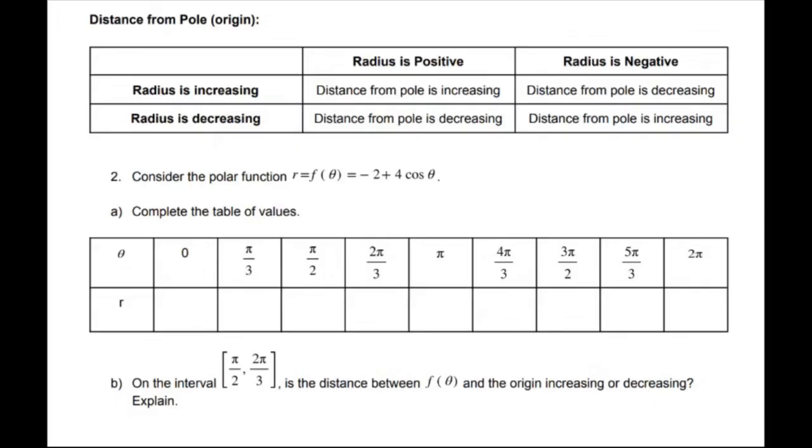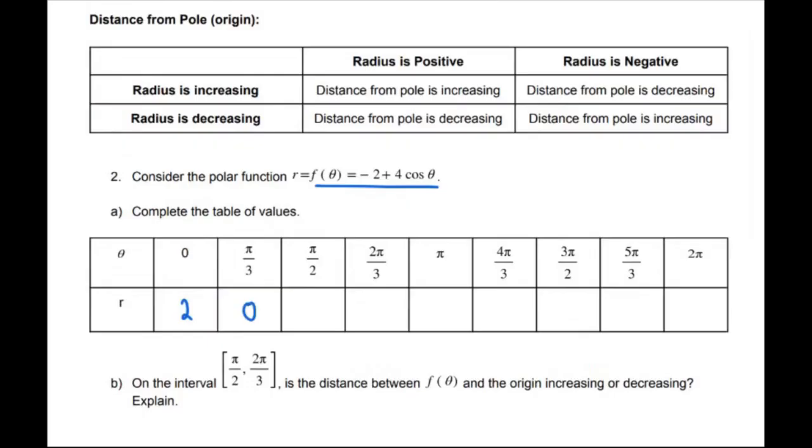All right, so for this last question, we're going to consider the distance from the pole, and we're going to use this function -2 plus 4 cosine theta. We're going to complete a table of values. So if I were to plug in 0, I have 4 times cosine of 0. Cosine of 0 is 1. So 4 plus -2 is 2. If I were to plug in pi over 3, pi over 3 is like a 60-degree angle. Cosine of a 60-degree angle would give me 1/2. And 1/2 times 4 is 2. 2 plus -2 is 0.